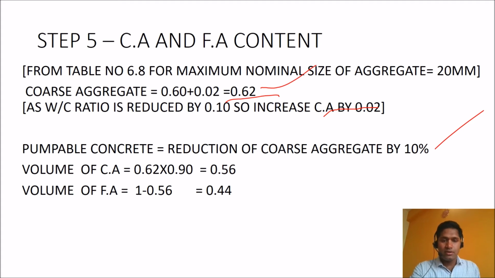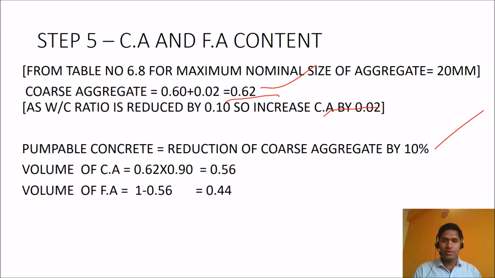Reduced volume of coarse aggregate is equal to 0.62 into 0.90, because 10% we are going to reduce. It means you got 0.56 as the volume of coarse aggregate. So 1 minus 0.56 is the volume of fine aggregate. So it means 56% of coarse aggregate you are using, 44% of fine aggregate you are using out of all the aggregates. Let us see the next step.